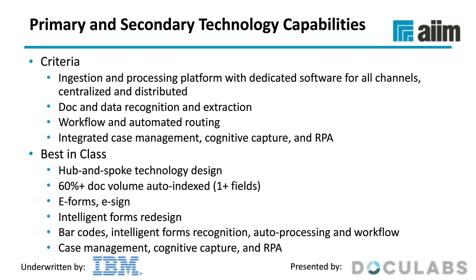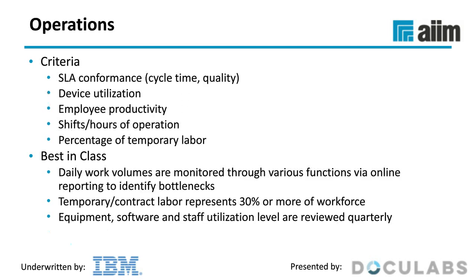So now we're going to talk about operations. We're going out of the core of processes and technology and talking about things like service level conformance and so on. With operations, you are looking at service level agreement conformance, the utilization of your equipment, and your employee productivity. You should be proactively monitoring your daily work volume so you can address spikes with flexibility. So the best in class use temps and contract labor to address spikes. You build to the average. You don't build to the seasonal spikes, and you supplement with outsourcing, with contract or temp folks.